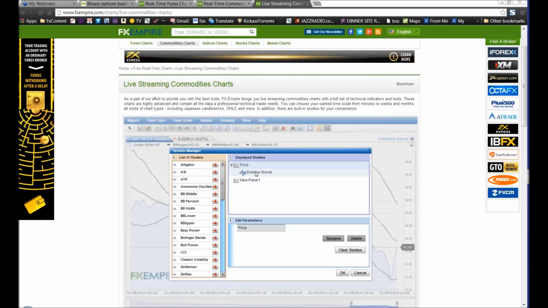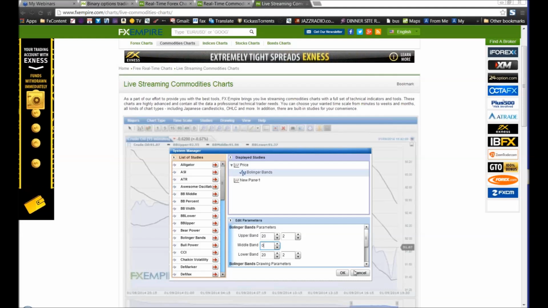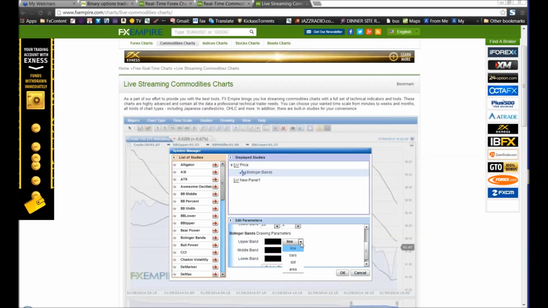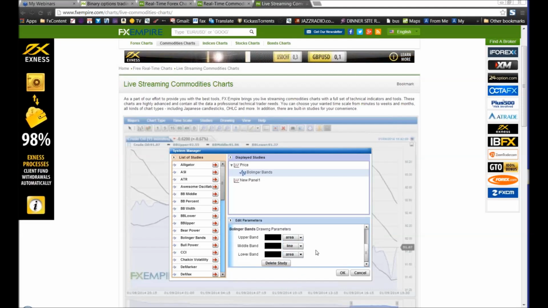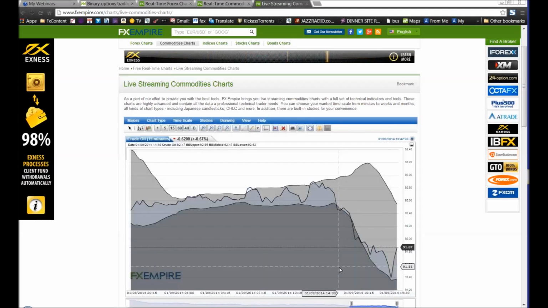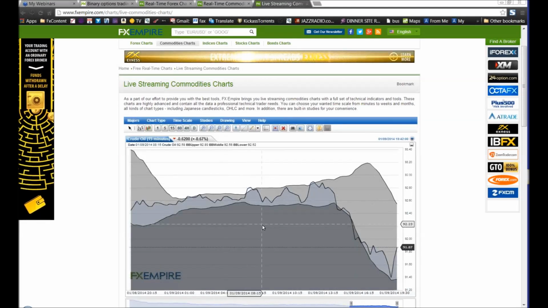So we're going to click on the systems, we're going to click on the manager, and we're going to get rid of this middle band by putting it at 0. We're going to come down here and change the line to an area, and change the bottom line to, okay. And now what we have is, yes.